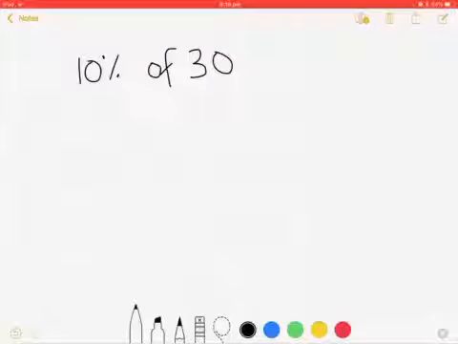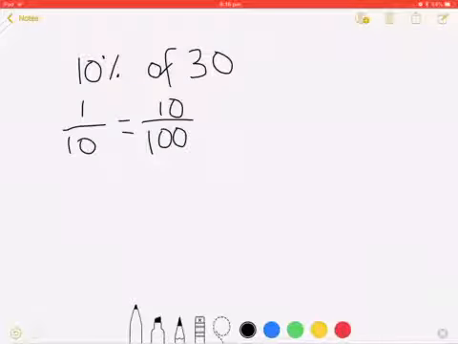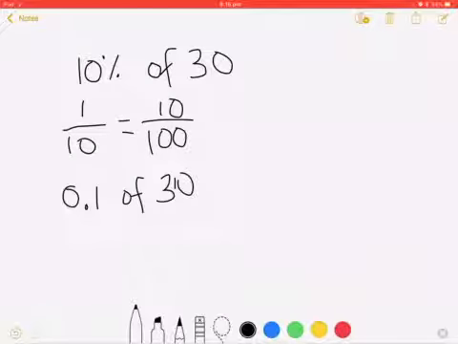Okay, so if I'm asked to find 10% of 30, 10% is exactly the same as 1/10 because it's 10 hundredths, because percent means out of 100. It's also the same as finding 1/10 of 30. So bearing all that in mind, if I know that I have 30 things and I want to find 1/10 of them, aren't I just doing 30 divided by 10? So 30 divided by 10 is 3.